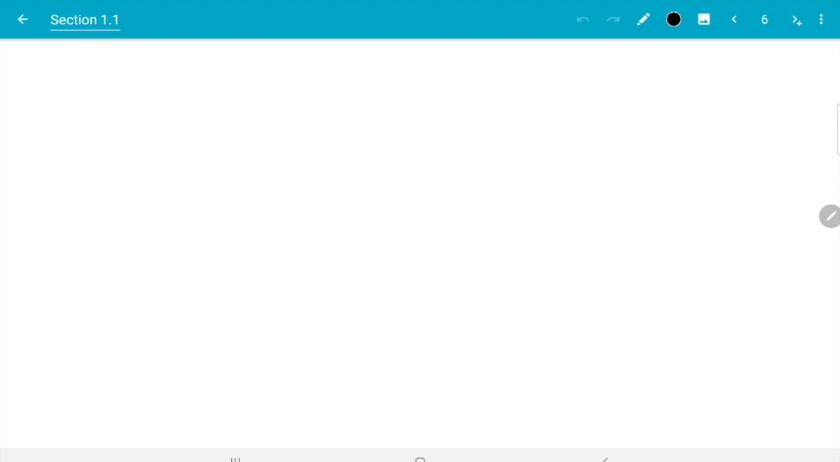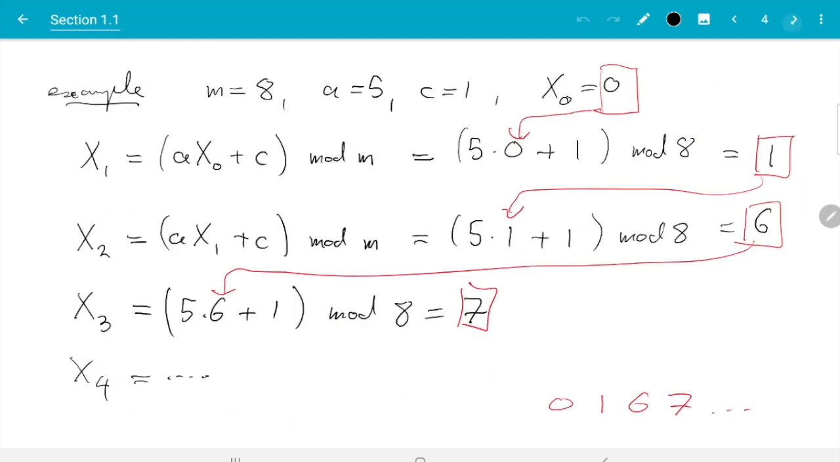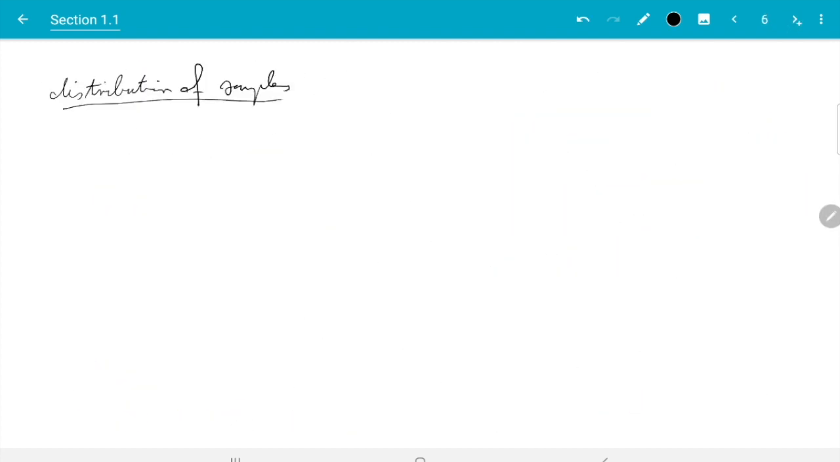The next criterion we should look at is the distribution of samples. And we haven't spoken about this yet. I wrote in the definition at the start, a pseudo-random number generator is an algorithm which outputs a sequence of numbers which can be used as a replacement for an IID sequence of random numbers. So IID, the first I means independent, we need to talk about this, and the second one means identically distributed, which means each of the random numbers has the same distribution, but I did not specify here what this distribution is. And in theory, there is a choice, but for reasons which will become clear later, what we want to do here is we are aiming for the uniform distribution.